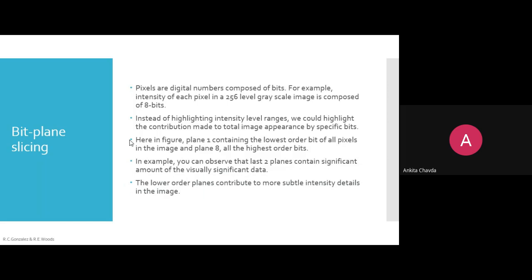In detail, the pixels are digital numbers composed of bits. For example, the intensity of each pixel is 256 levels. A grayscale image is composed of 8 bits. Instead of highlighting intensity level ranges, we could highlight the contribution made to the total image appearance by specific bits. So here in the figure, plane 1 contains the lowest order bits of your image, and plane 8 contains all the highest order bits.